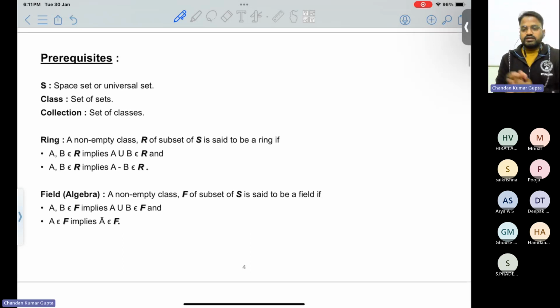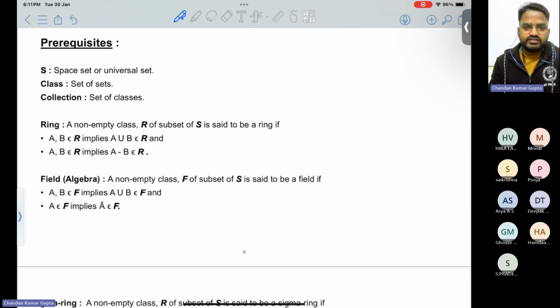Okay, in the first week lectures, let's have a recap of all the topics that are covered. These are some of the topics that are covered. First, a sample space or a universal set is denoted by S. Universal set, everyone knows actually.